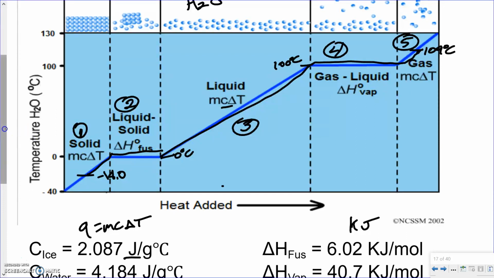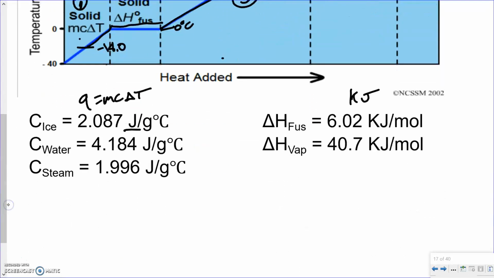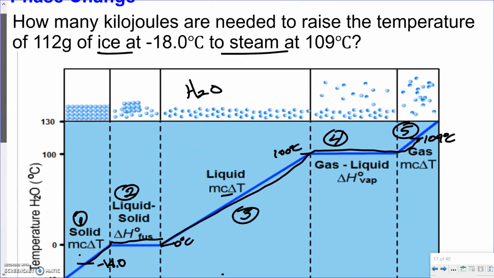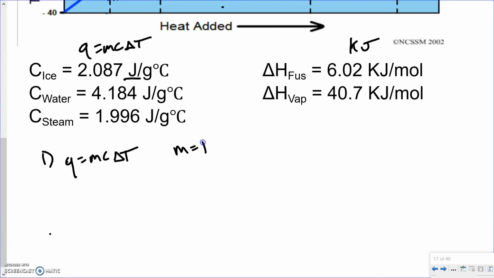So let's go through. First one we're going to do is the negative 18 to 100. And I'm using my MCAT here because I've got my vertical line. Okay, and I'm changing temperature. So let's kind of go through and think about this. So problem 1 is a Q equals MC delta T, where we have mass was given in the original problem. So let's go back up here and grab that. We're told it's 112 grams of ice. So 112 grams of ice.